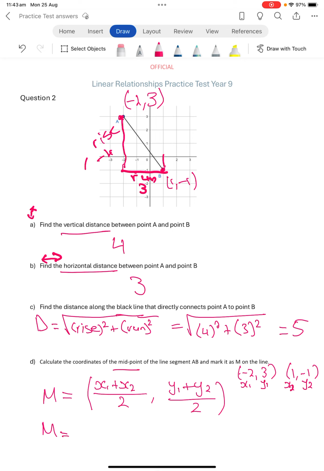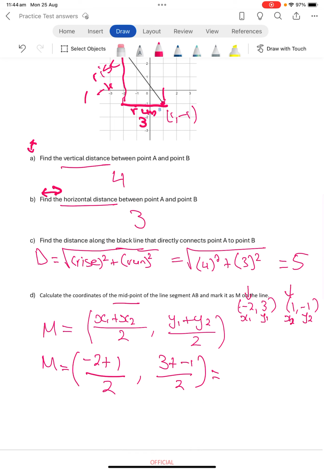So x1 plus x2, I'm going to have -2 plus 1. All right, so that was this one here plus this one here. And then for my y coordinates, I'm going to have y1, which is 3, plus y2, which is -1, over 2. -2 plus 1, do I have much space below? Yeah, I do. Let's go below. -2 plus 1, we would get -1 divided by 2. And 3 plus -1 is the same as saying 3 minus 1. So essentially I have 2 over 2.